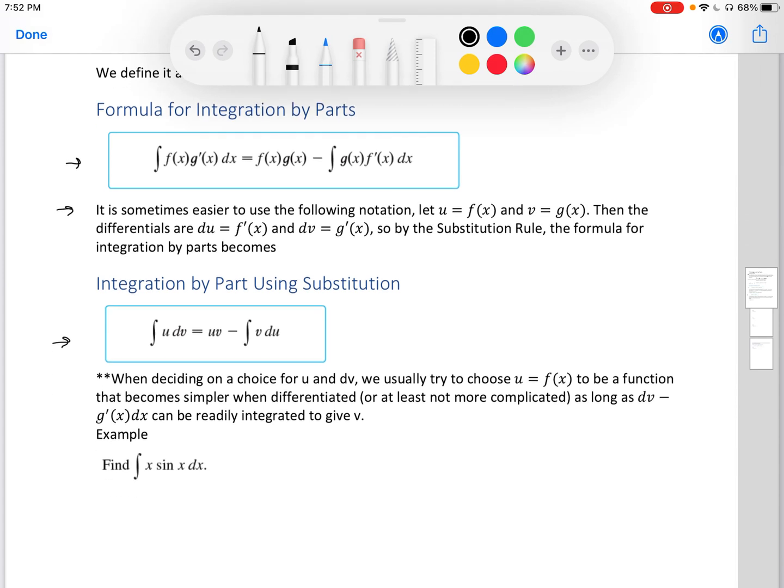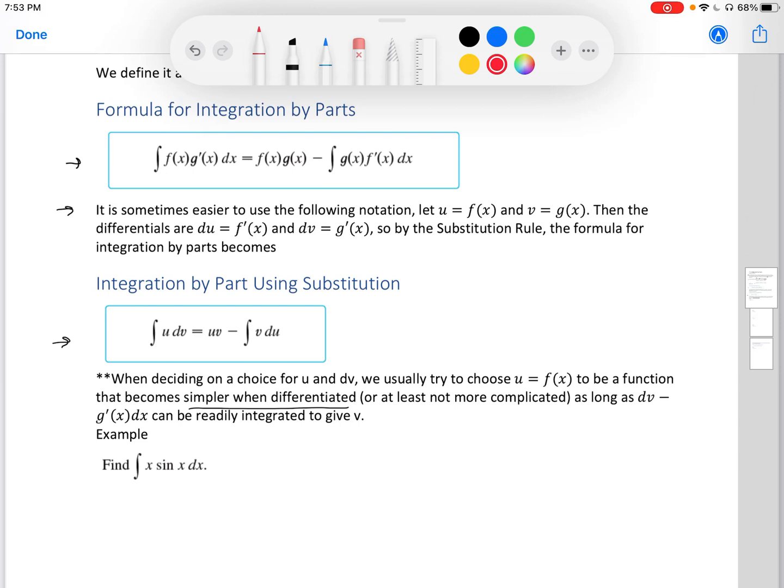When deciding a choice for u and dv, we usually try to choose u equals f of x to be a function that becomes simpler when differentiating. It's not always so, but that's what you have to keep in the back of your head. Or at least not more complicated, as long as dv equals g prime of x dx can be readily integrated to give v. Alright, so let me give you a little guide.